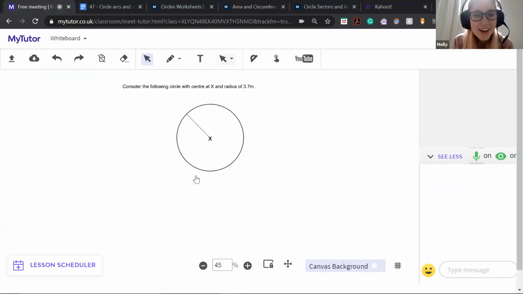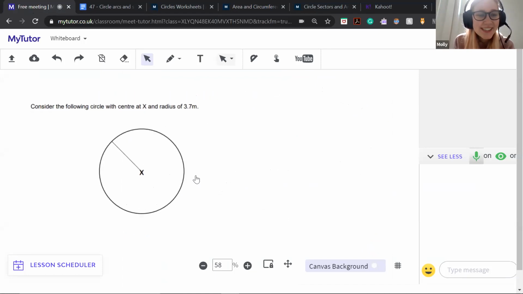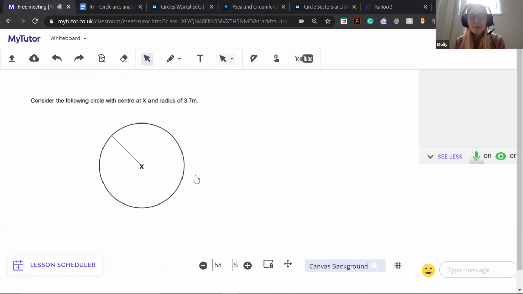That's a bit better. Okay, so you've got a circle with center at X and a radius of 3.7. So they've been quite nice and drawn on the radius for us, just in case we've forgotten what the radius is. So we'll first of all find, let's start with the area, because that's one that actually includes the radius.